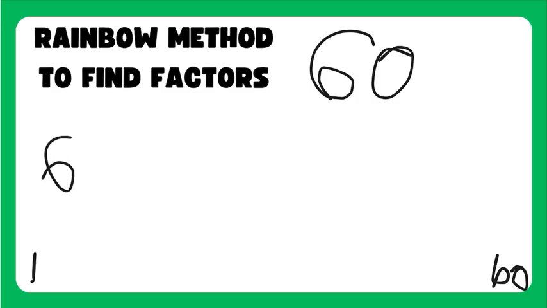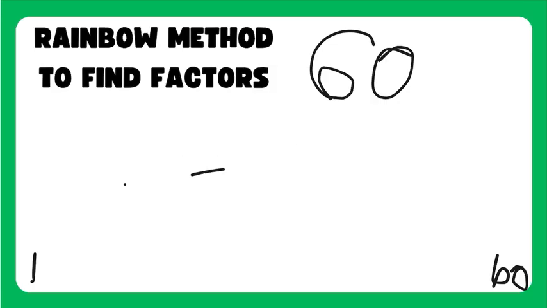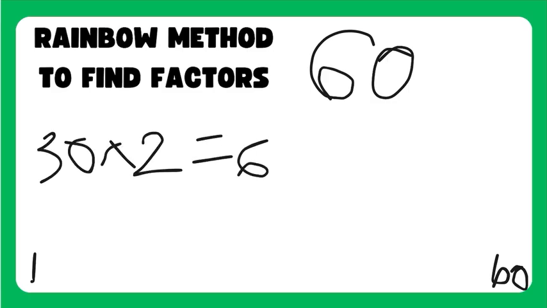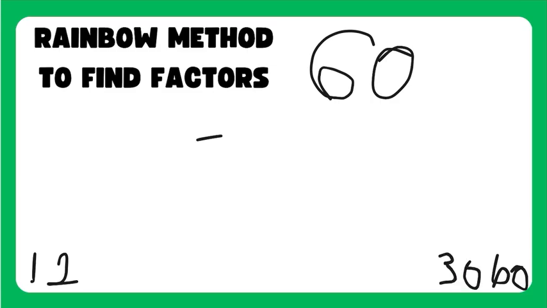So let's try 60 divided by 2. So that gives us 30. So now we will do 30 times 2 to confirm, which gives 60. So these two are our factors. So I will put 2 over here and I will put 30 over here. We already have 4 factors.